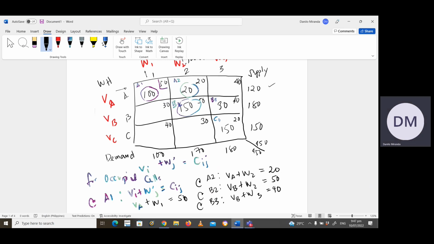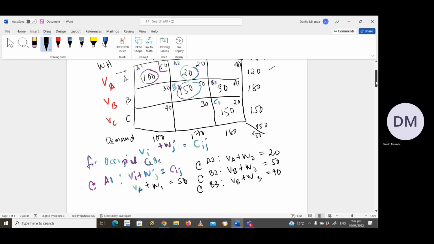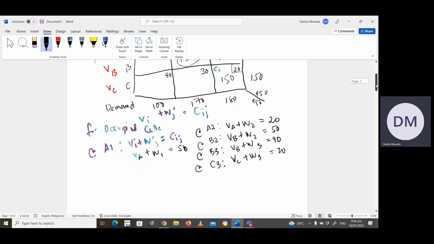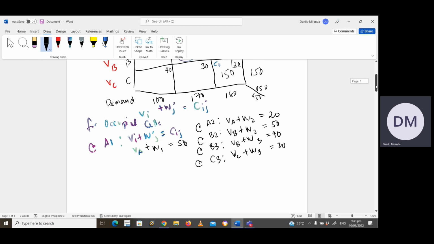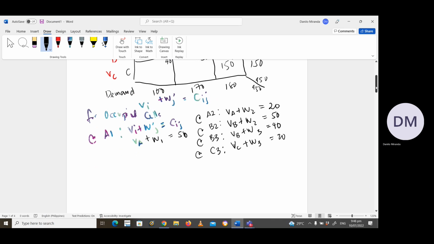Then at C3, we have B C plus W3 equal to 20. Okay. And then the next is we have to initially let B sub A equal to 0, so that we can get the coordinates. So let B sub A is equal to 0.